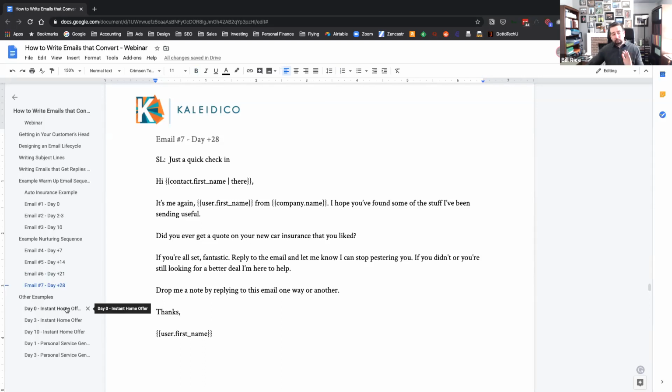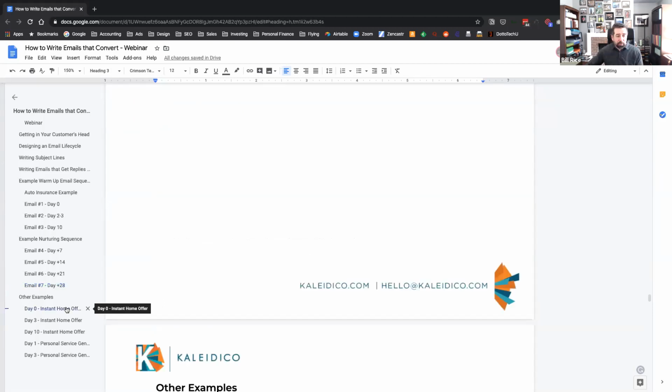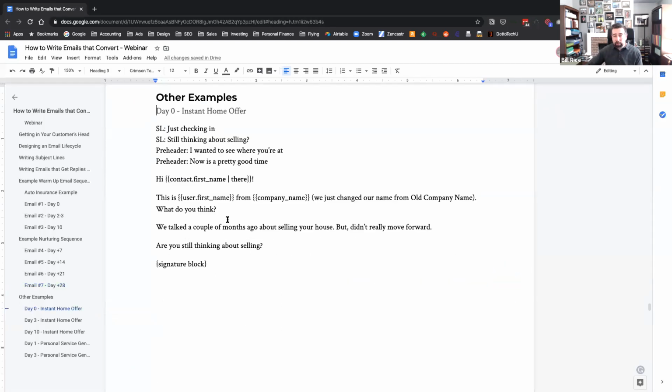Okay, so now I want to show you that there are other types of emails. If you're not just in insurance, you can use these same techniques. Here's one. These are actual emails that I'm using now for an instant home offer client. In this particular case, they reach out to people and offer to buy their home for cash.